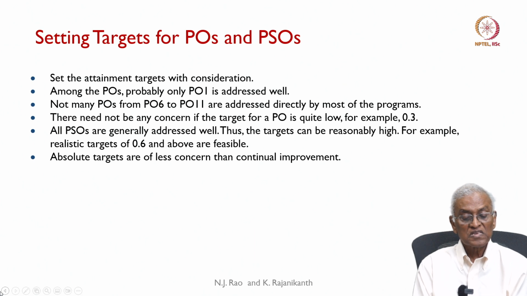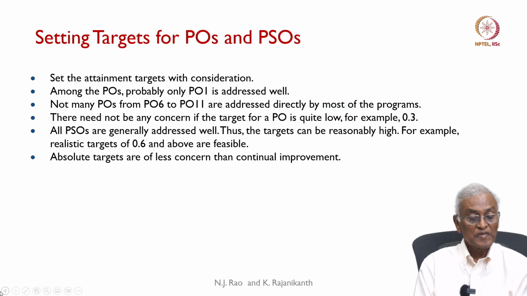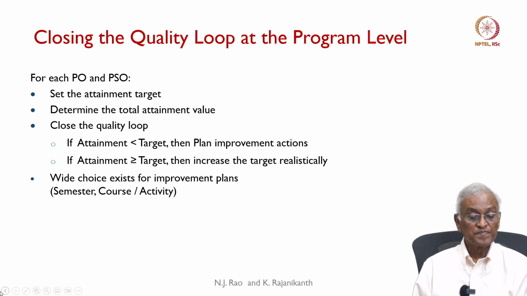All PSOs are generally addressed well. PSOs are addressed well, thus the targets can be reasonably high. For example, realistic targets of 0.6 and above are feasible. Absolute targets are of less concern than continual improvement. That is the basic premise with which you should look at attainment of POs and PSOs.